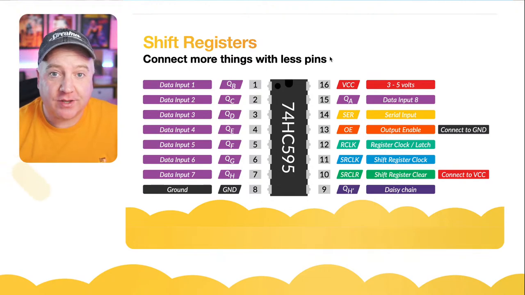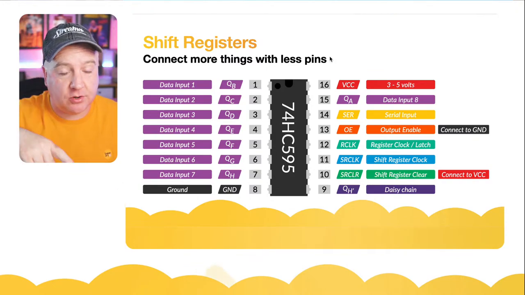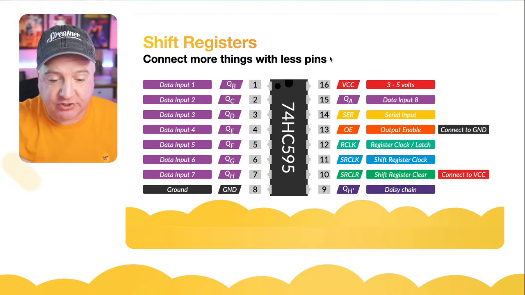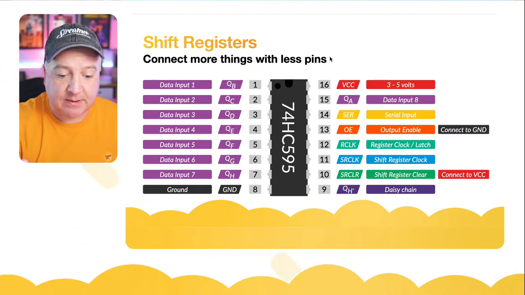So the clock, similar to the latch, but the clock, every time we want to put a new value into the serial input, we just need to make the clock go high and low. And again, it's a rising edge change. It will detect that flip of the signal, and then it will accept whatever is on the serial input pin. So we can make the serial input high if we want to register a 1, for example.